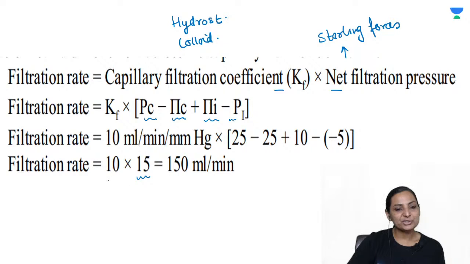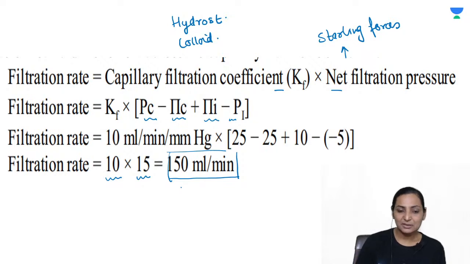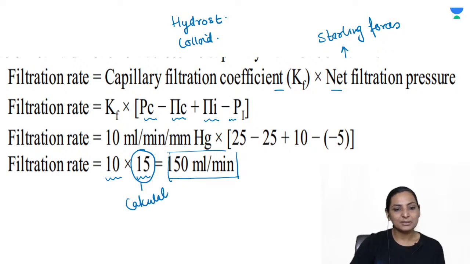Filtration coefficient is given 10, and therefore my filtration rate becomes 150 ml per minute. So instead of directly asking you, sometimes the questions can be tilted. I could have given you this value as 15 and made your work easier, but you were made to calculate this also. That means I am expecting that you should know this also, right?